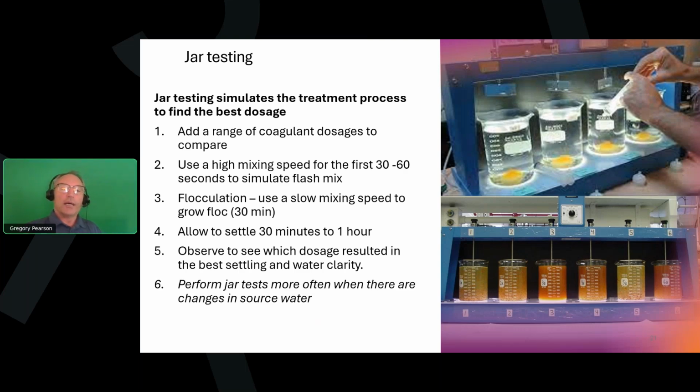You can also perform jar tests to look at different effects of pH and polymers. And it's something that you can do when there's water quality changes, like say there's a big storm and the water in the river that you're drawing from becomes very turbid.